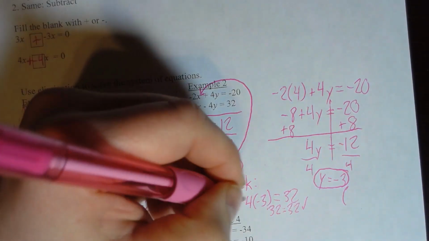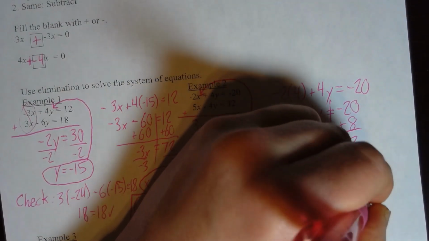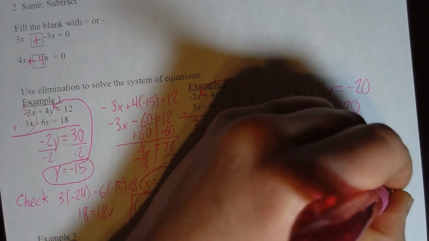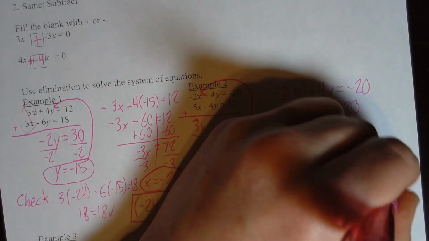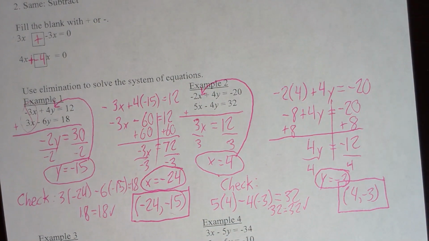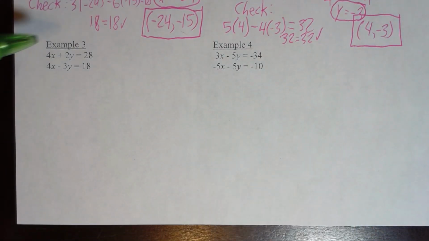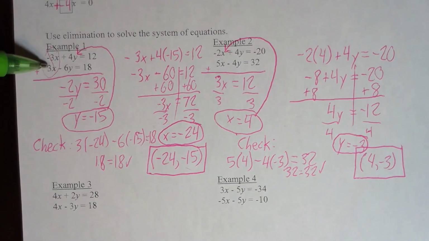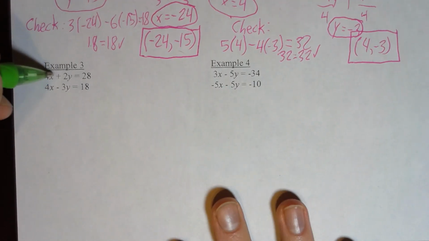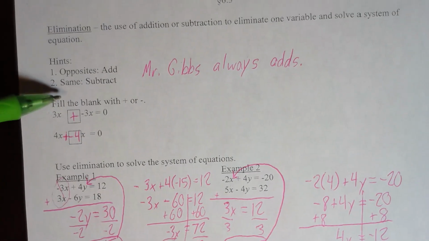I'm going to write my final solution. I have 4 comma negative 3. I'm going to box that so everybody can see that that is my solution. Okay, I think I'm going to switch to another color so you can make sure not to get these up here confused with what we're doing down here. Now notice that up here I had opposite signs. Now I've got the same sign. So this is what it's talking about up here.